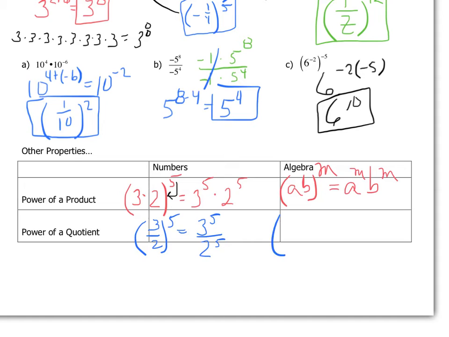And again, as the algebra looks, this would be (a over b) to the m, which would be a to the m over b to the m. And again, just a little bit of a restriction here. B cannot be 0, basically because if we had it as 0, we'd be dividing by 0, which would make our answer undefined.